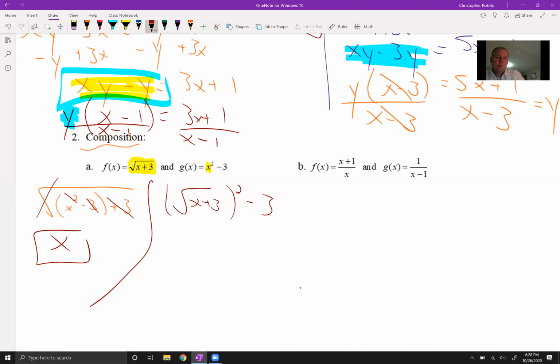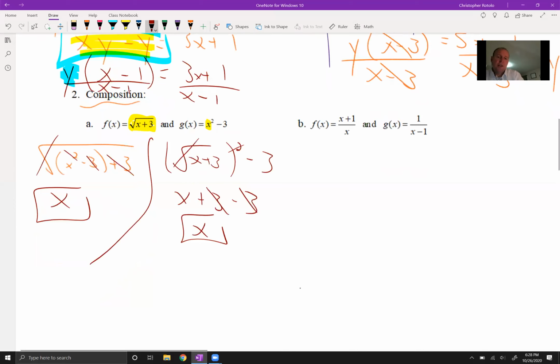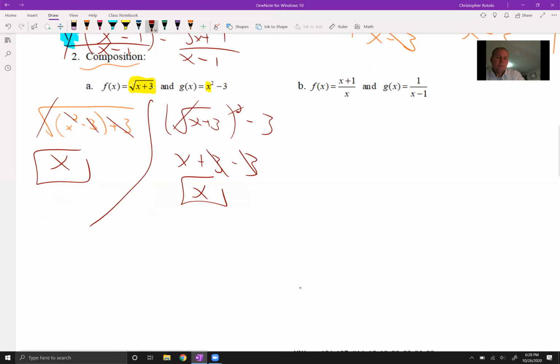Well, the square and the square root cancel each other out. And the 3 and the negative 3 cancel each other out. All right, so they both turned into x. So are they inverses? Yes. Or we'd say that they are inverses, or however you want to note it, right? Maybe we say the inverse of f of x equals g of x, right? Because they are inverses.